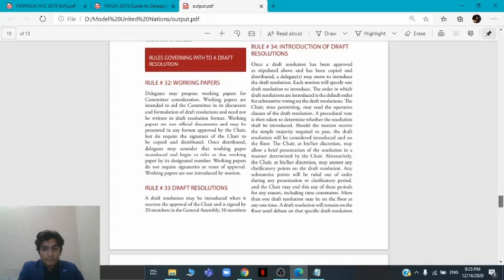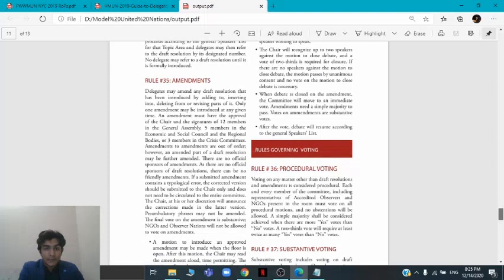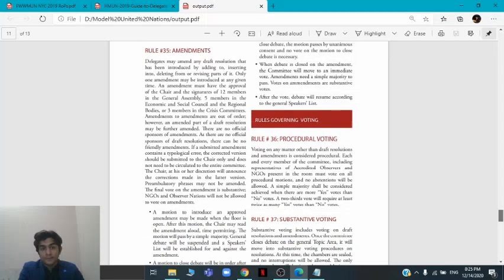And here we are done with the introduction of draft resolution. Rule number 35, amendments, which is very important and interesting as well. Basically, what is an amendment? We first need to understand the term amendment. It is adding, inserting, deleting, or revising parts of a draft resolution.